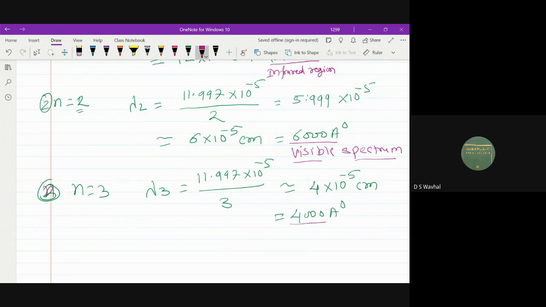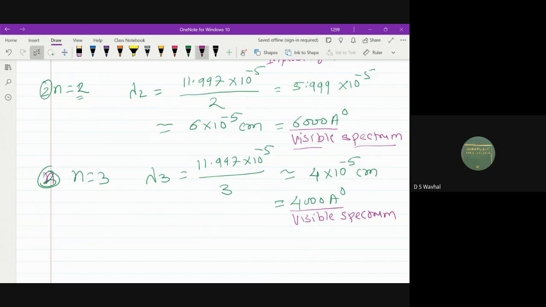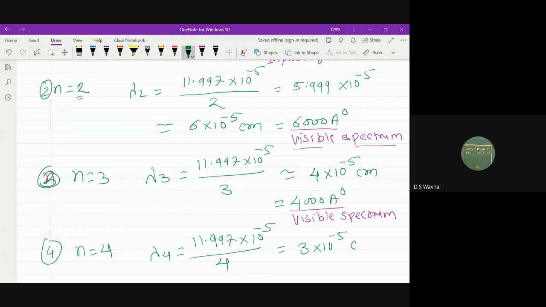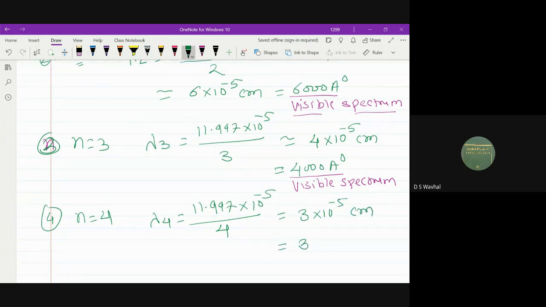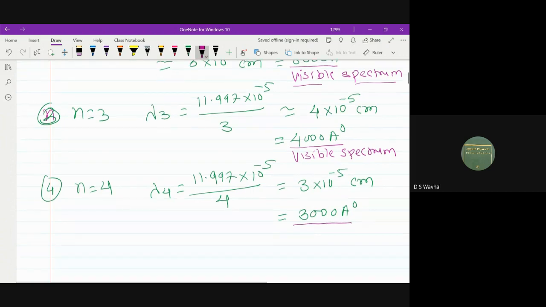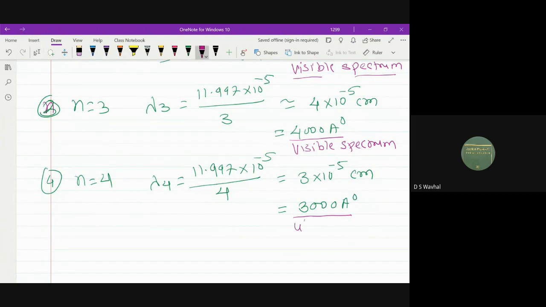So this wavelength is also from the visible spectrum. So this wavelength will be absent in the reflected light. Then let us see if there are any further wavelengths absent in the reflected light. We will see when n equals 4, and lambda 4 in that case is 11.997 into 10 to the power minus 5 divided by 4. So it is just like 12 divided by 4, which is 3 into 10 raised to minus 5 centimeter. And that is nothing but 3000 angstrom. And this 3000 angstrom wavelength is not in the visible spectrum. This is in the ultraviolet region.